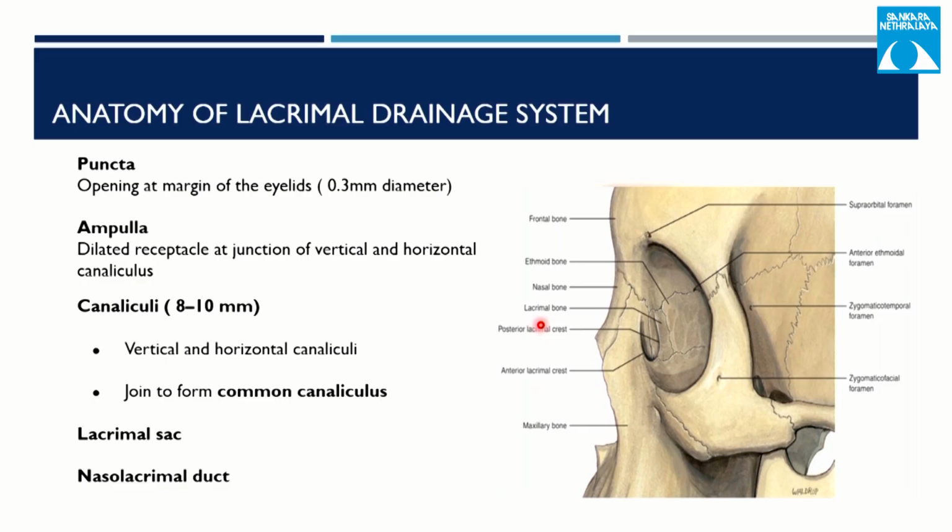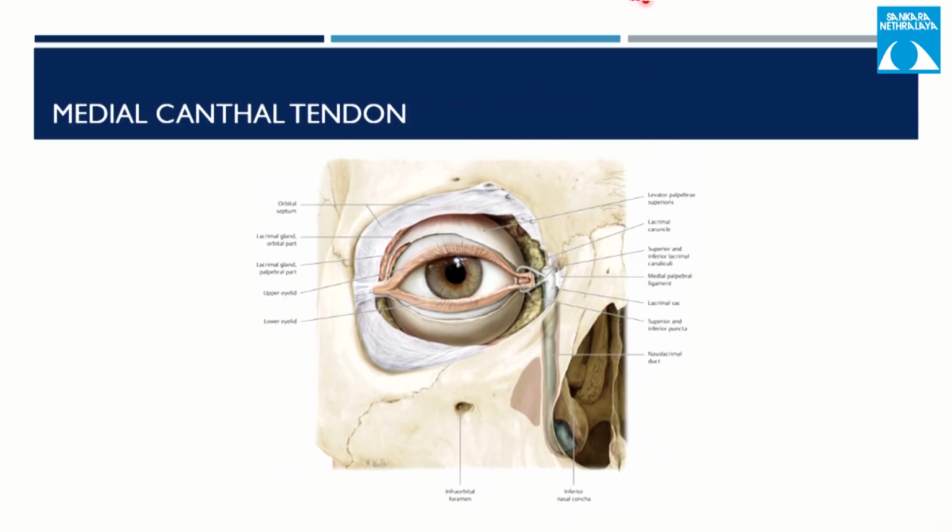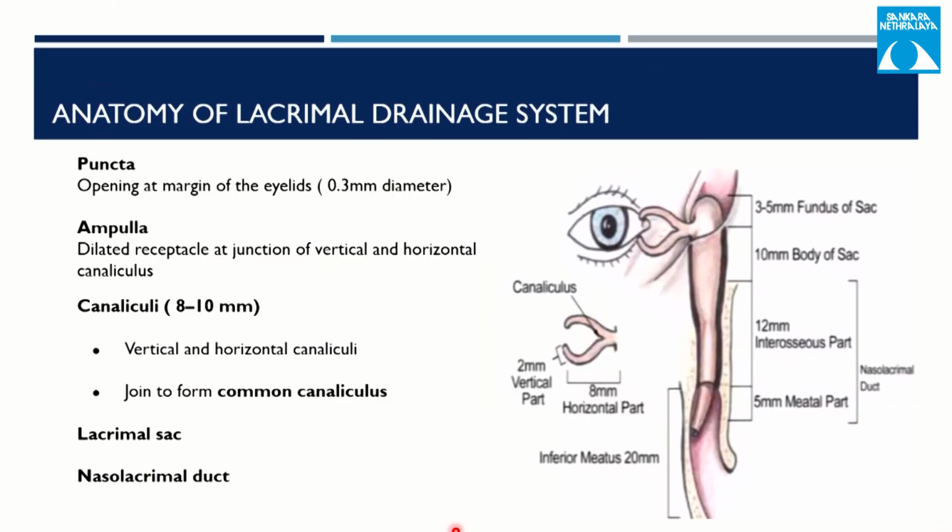So now from the lacrimal sac, the lacrimal sac then extends into the nasolacrimal duct, which is made up of two parts, the intraosseous part and the meatal part. The intraosseous part extends into the bony canal, which then opens into the inferior meatus guarded by the valve of Hasner. So the nasolacrimal duct has two parts. There's an intraosseous portion and there's a meatal portion.